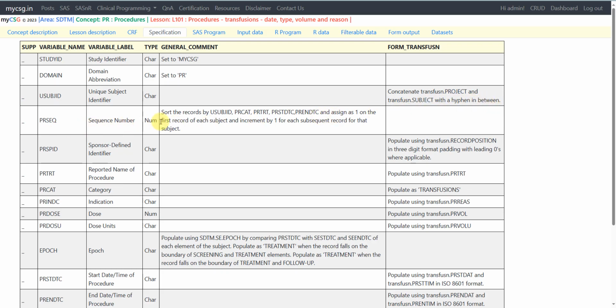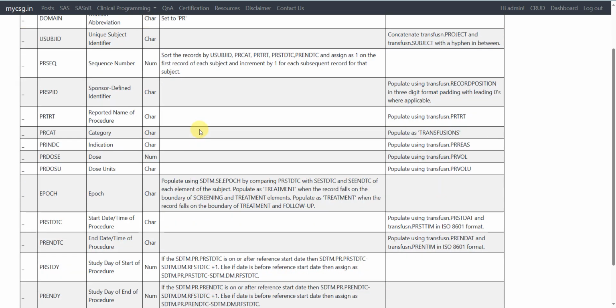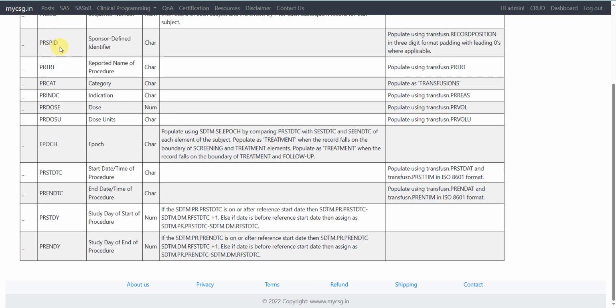And for PRSEQ, we are being asked to sort the records based on USUBJID, PRCAT, PRTRT, start date of the procedure, end date of the procedure, and assign 1 on the first record of each subject and increment by 1 for each subsequent record for that subject. And then we have PRSPID. It says populate using the transfusion record position variable, in 3-digit format, padding with leading zeros where applicable.